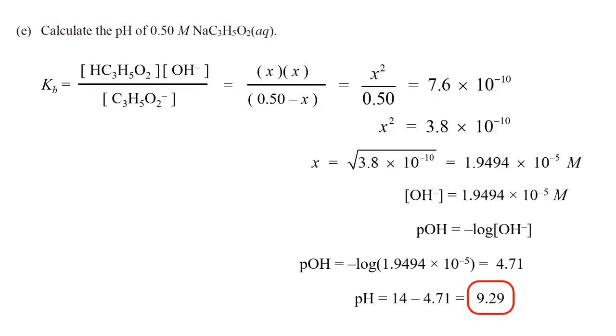Now, that should make sense to you, because since the propanoate ion is a weak base, we would expect the pH of this solution to be greater than 7. So 9.29 is a very reasonable answer for the pH of a weak base solution. Well, hopefully all of those calculations made sense, including how I treated the RICE table and made that simplifying assumption. So this is the answer to part E. It is also the last question in this packet.